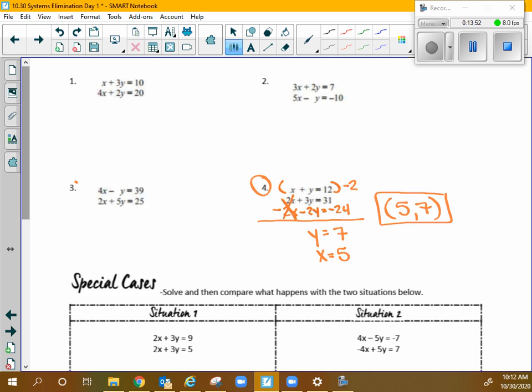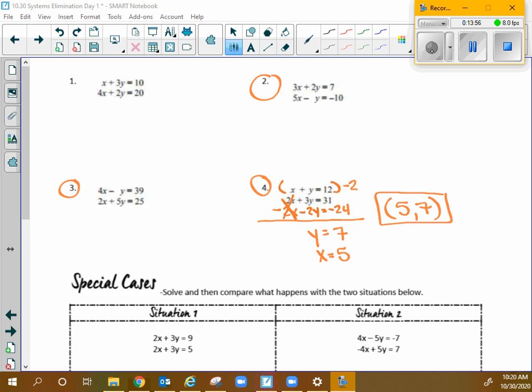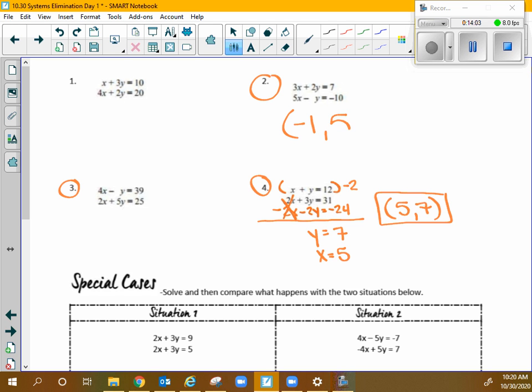Okay. Y'all do 2 and 3. Number 2, what'd you get? Negative 1. Negative 1 what? 5. Okay. What about number 3? 10, 1.